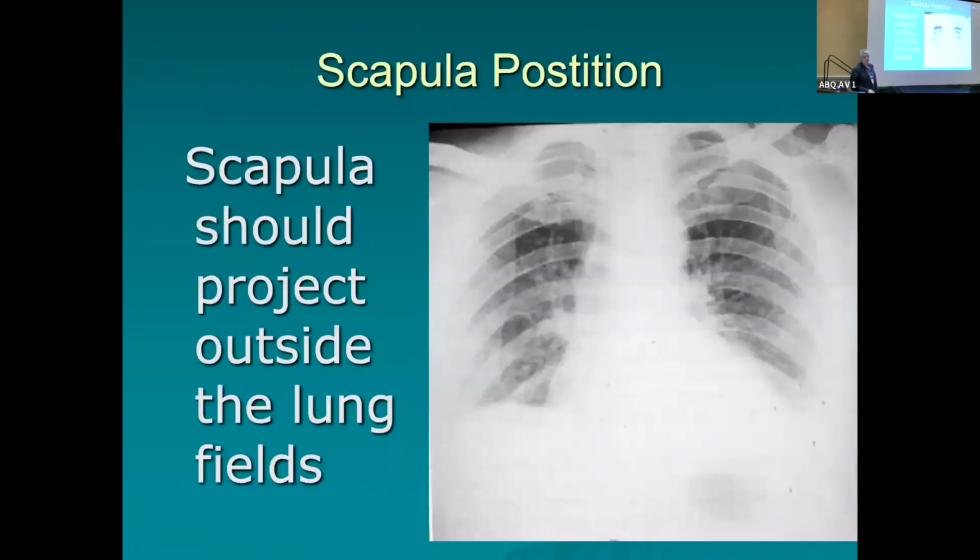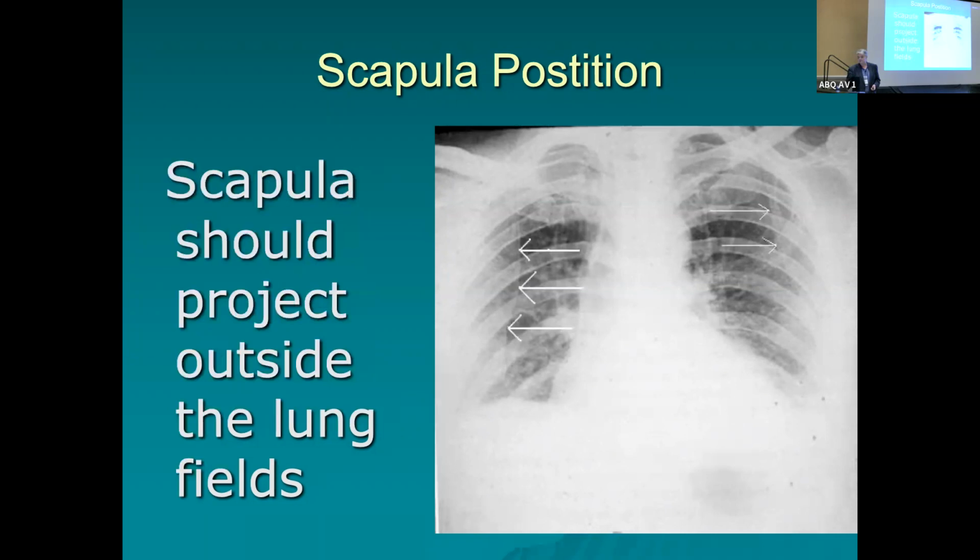The scapula should project outside of the lung fields. When you look at the scapula, sometimes this edge right here will obscure anything else. Remember, it's part bone, it's going to have calcium. So if you don't get those bones outside of the lung field, it's going to appear a little bit more shadowed, and it'll appear like it's pathology. And so you can see the scapular positions right here on this one and over here on this one.